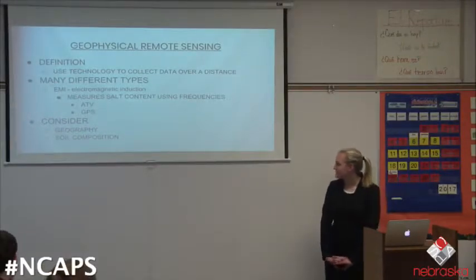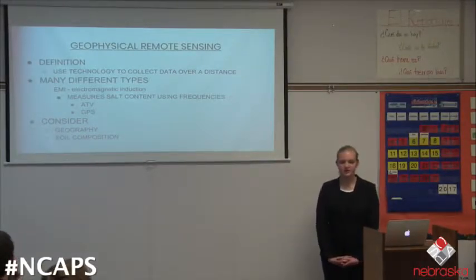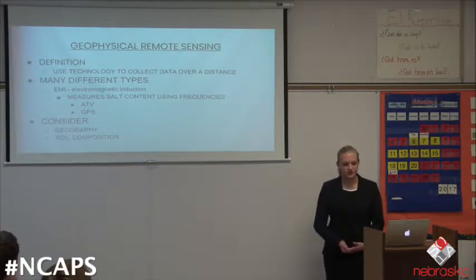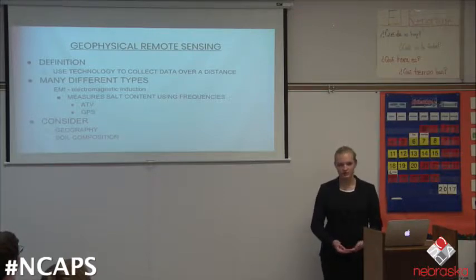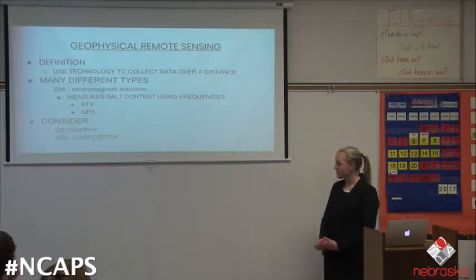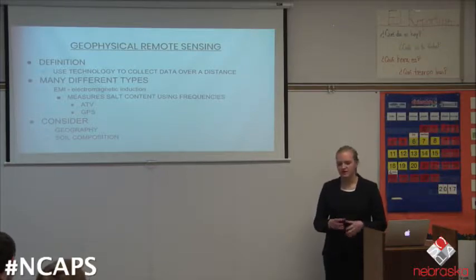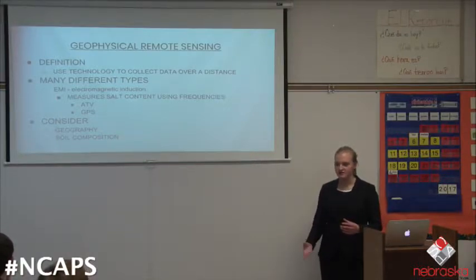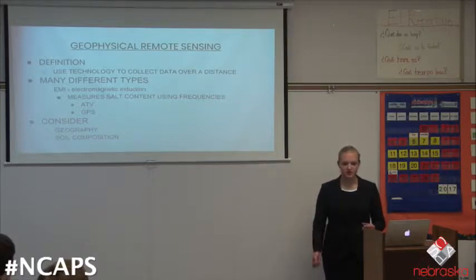Geophysical remote sensing. So geophysical just refers to the land, and remote sensing is the use of technology to collect data over a distance. And so the remote sensing, there's many different types, but the one that I was introduced to was electromagnetic induction, or EMI for short. And electromagnetic induction uses magnets to create a magnetic field, and then this magnetic field sends frequencies down to the ground, and salt is conductive, and so it'll send frequencies back.